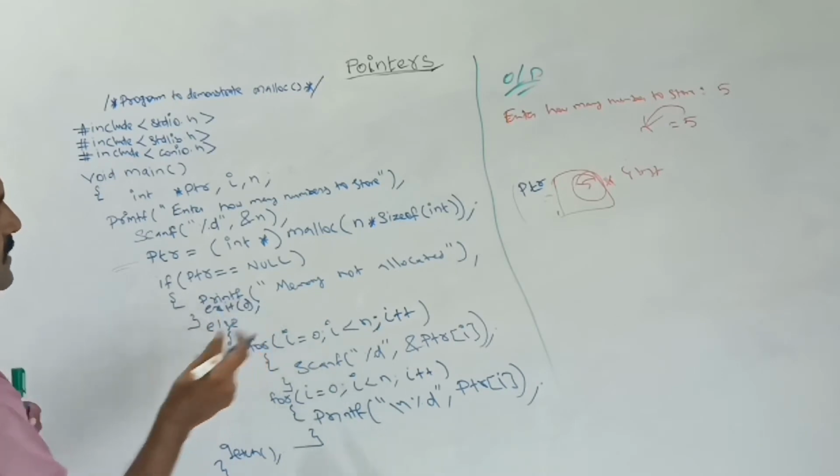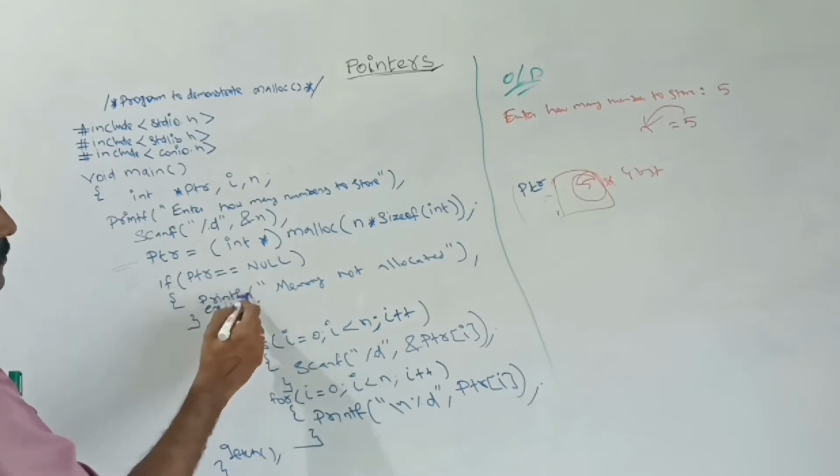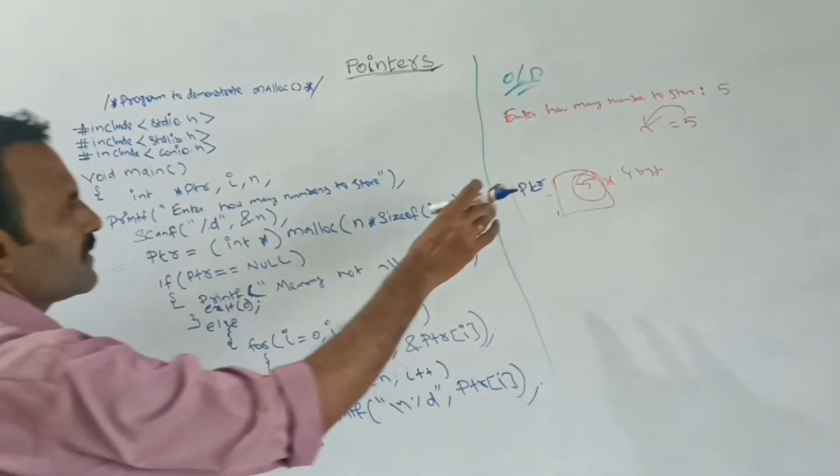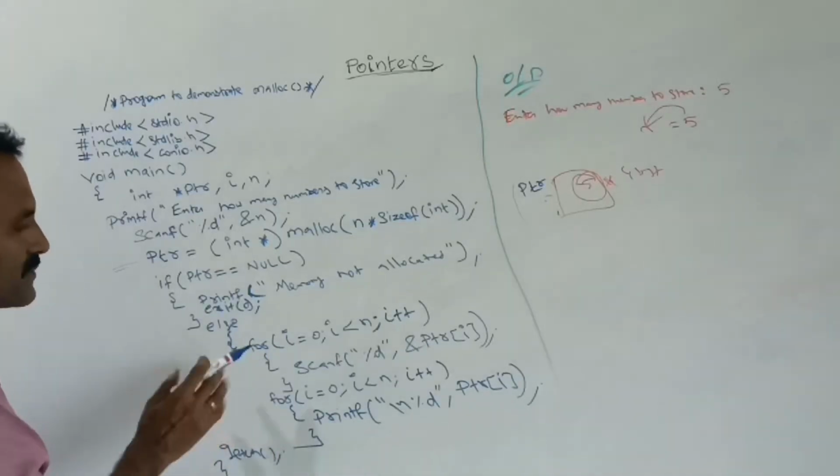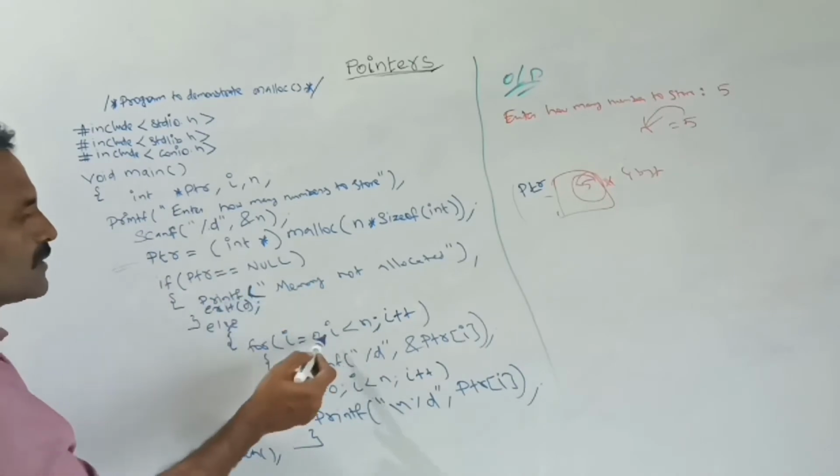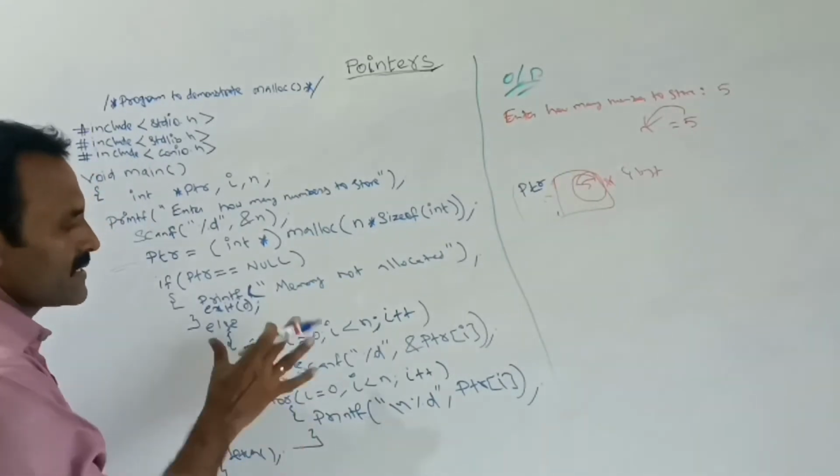If you are giving exit 0, then come outside of this code. Otherwise, if the memory were not null, this else part will work. So here i is equal to 0, i is less than n. n is how many? 5 values I had given. Next, i++ incrementing. This is all the same thing.